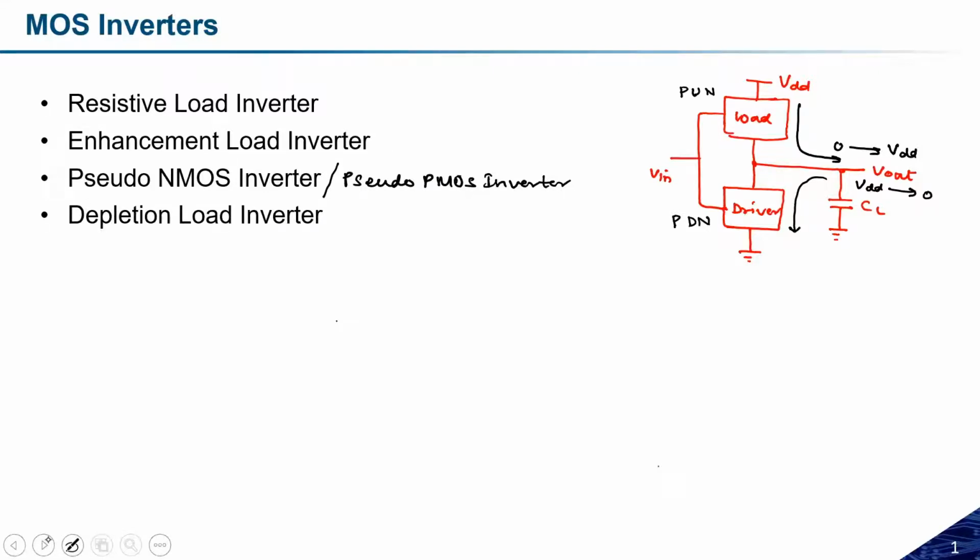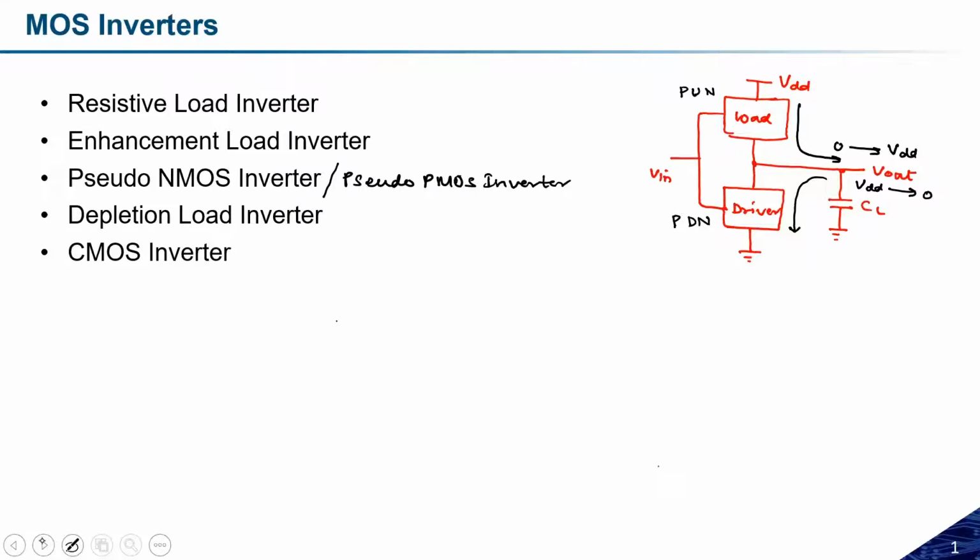Just like we have considered the enhancement type MOSFET for the load, similarly we can consider the depletion type of MOSFET as a load. Okay, and we will try to see how the behavior will be. And the last one will be the complementary MOS inverter, meaning whatever the load we have, the driver will be complementary to that one. Like if the load is made of the PMOS transistor, then the driver will be made of the NMOS transistor and vice versa.